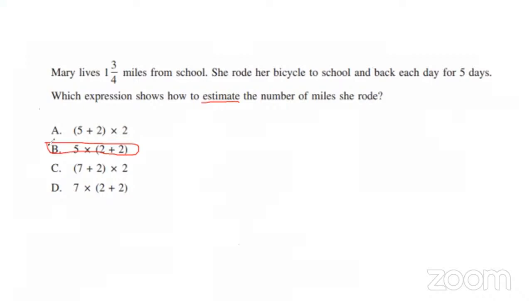I'm going to explain this again because I'm still seeing some other responses in the chat. Mary lives 1 3/4 miles from school. She rides her bicycle to school back and forth each day for 5 days. So we're going to round this off to 2, because 1 3/4 is closer to 2 than it is to 1. So Mary lives 2 miles away from school and she rides it back and forth each day. That means for one day, she rides 2 miles to school plus 2 miles back.